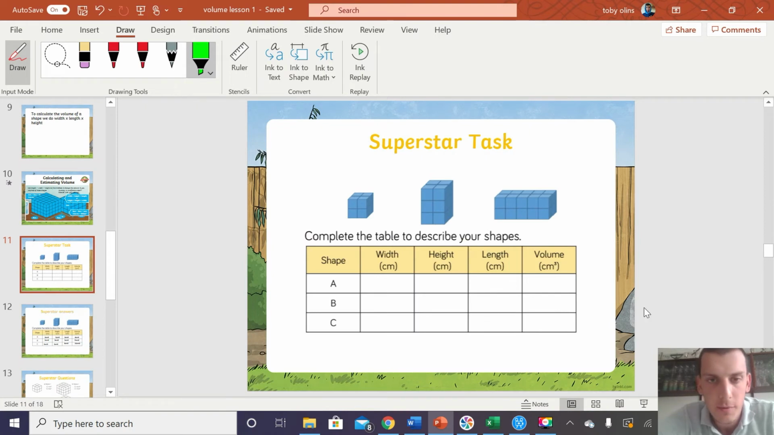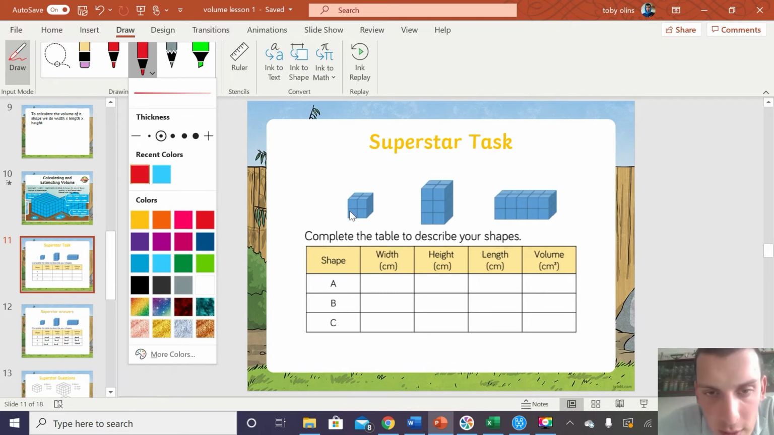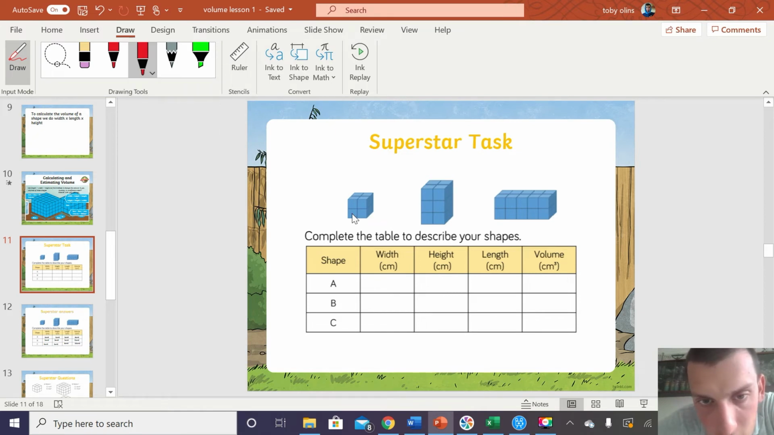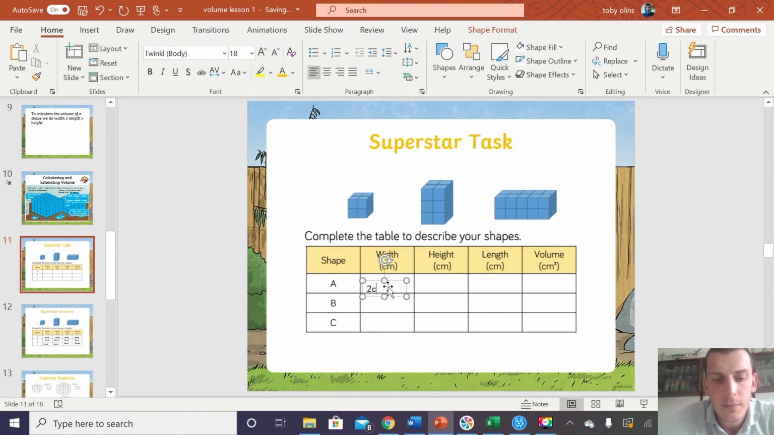So I'm going to do the first one for you. With this shape here, get a lovely red. So we're going to do this one. What is the width? Remember, the width is this side. So the width, I'm just going to count them, 1 and 2. So the width is going to be 2. So I'm going to write 2 centimeters in there.